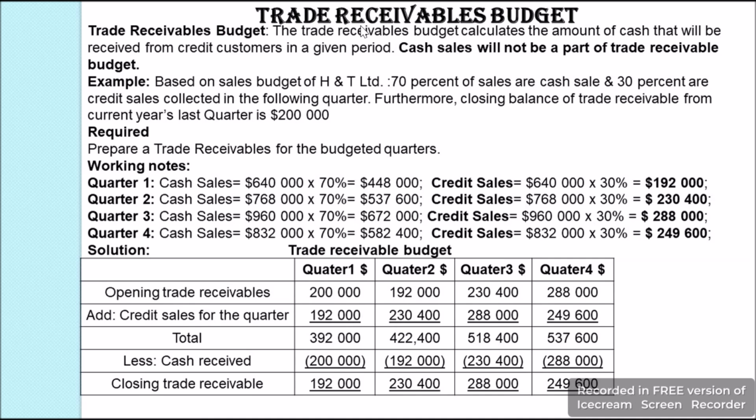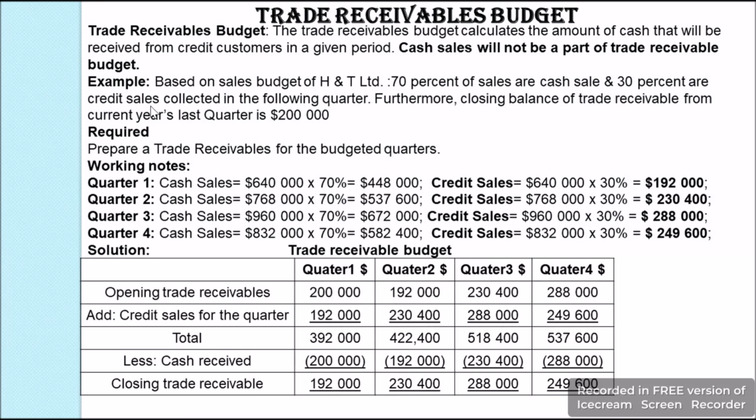Now let us understand the trade receivable budget. Trade receivable budget deals with calculation of the amount of cash to be received from the credit customers. As we are dealing with the credit customers here, hence cash sales will not be a part of the trade receivable budget. Furthermore, we will proceed with the same example, that is based on the sales budget of H&T Limited. 70% of sales are on cash and 30% are on credit.